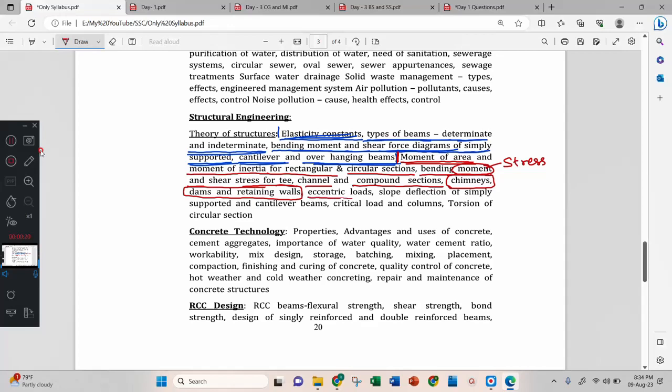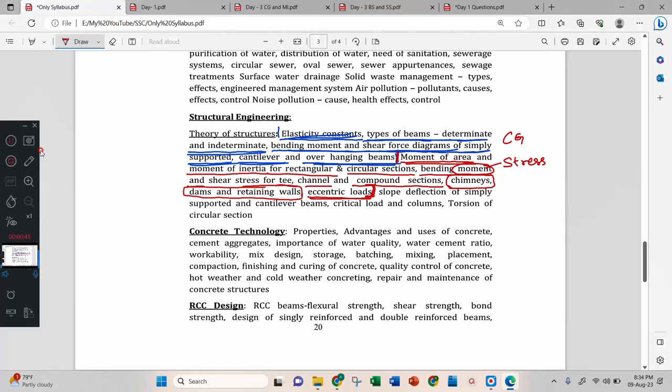Then after that eccentric loads is there. This will come in a compound, bending stress and shear stress. Therefore today we will be discussing this much. Okay, this red underline, we will be discussing moment of area. Moment of area is nothing but CG and moment of inertia, MI.